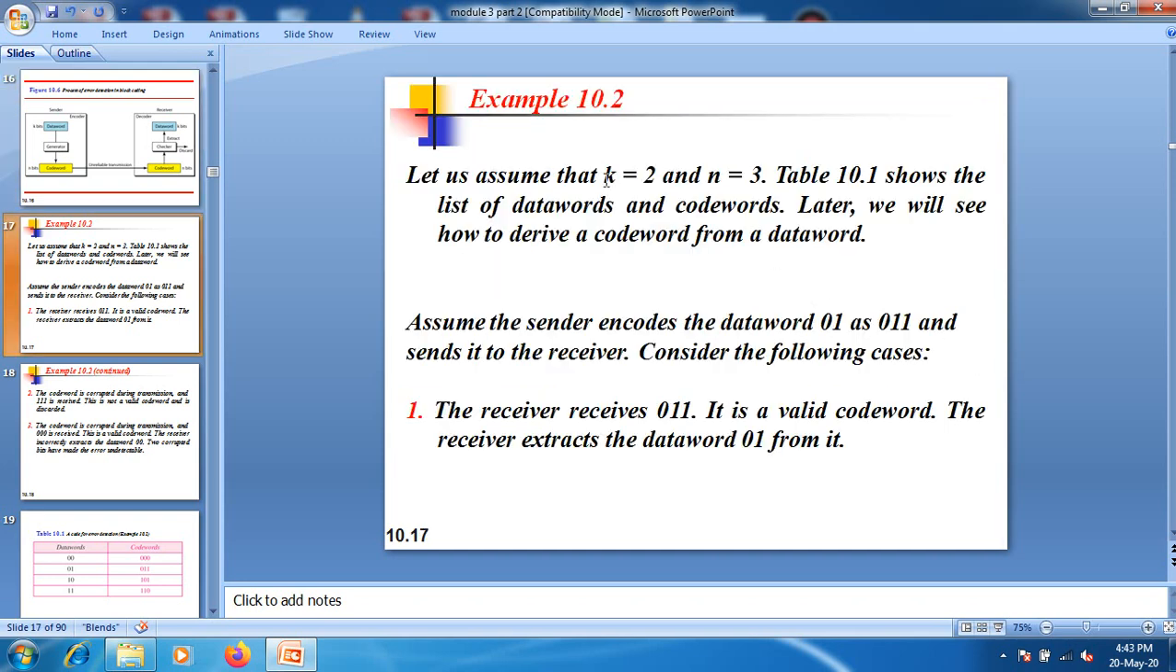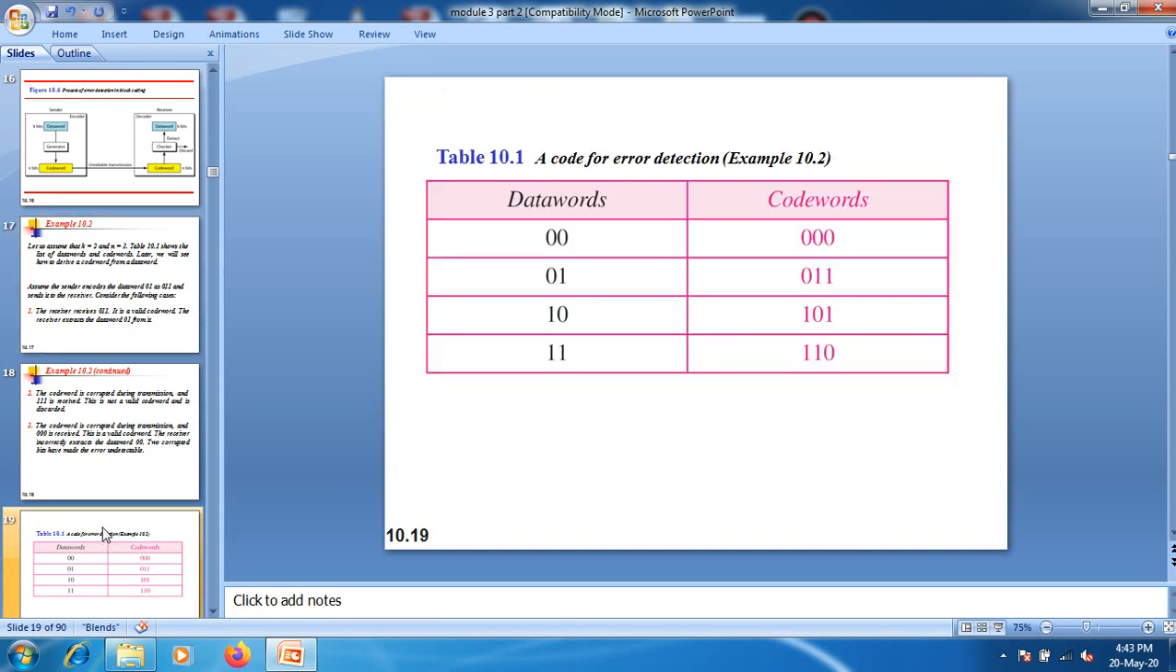Let us assume that k equals 2 and n equals 3. This is how we are generating the code word. In this particular approach, we have used one method for the redundant bit we are adding. We have 2-bit data words and the size of a code word is 3, and we are adding this one extra bit in such a way that the number of ones in a code word should and must be even.